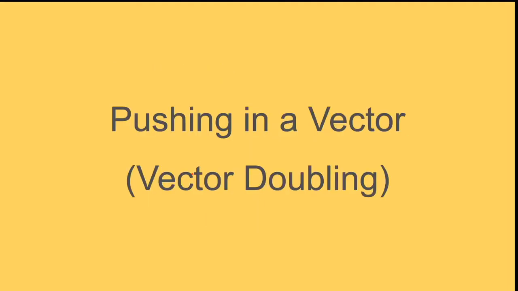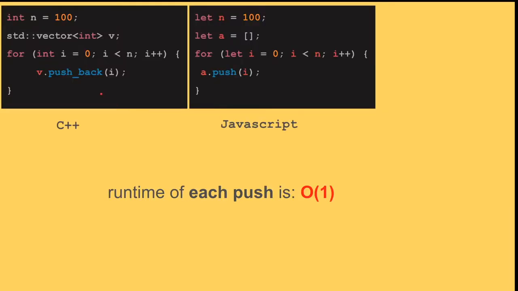Let's see this in a real example: pushing in a vector or an array using an algorithm called vector doubling. We have seen this in C++ or JavaScript or other languages like Python, that we kind of took it for granted that when you insert inside an array in a loop, you say the runtime of this line is O of 1, and then the whole loop is O of N based on this. But the reality is this is not exactly runtime 1. The amortized runtime is O of 1. The average time is O of 1.